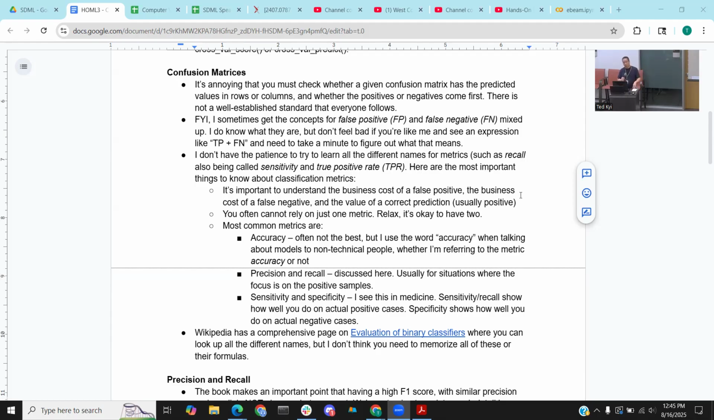But the flip side of that is you need to be careful if you are technical and you read my thing that's meant for non-technical people, that I will use the word accuracy in a very loose way, where I don't literally mean the number of positives you got right and the number of negatives you got right out of everything. Okay. So most often what I see is precision and recall. And this is when you care about the positive class and you don't really care about the negative class.